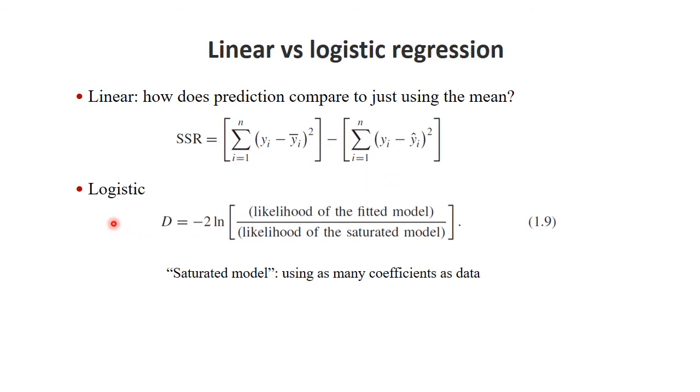So in logistic regression, of course, we can't calculate differences because we're dealing with binary outcomes, and so we're working with the likelihood. We ask the question, what is the likelihood of the fitted model versus the likelihood of the saturated model? In the saturated model, you would use as many coefficients as data. In many cases, though, one often just takes the likelihood of the saturated model to be constant or 1, and so that would disappear out of that term, so we don't have to calculate this. In particular, this would be impractical if you have many observations.